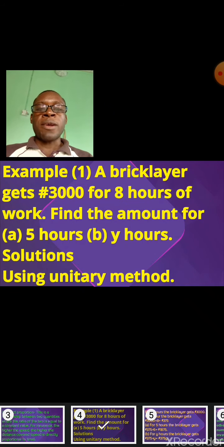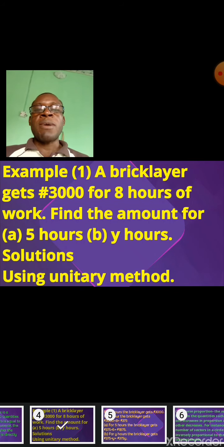Example 1. A bricklayer gets 3,000 naira for 8 hours of work. Find the amount for A. 5 hours, B. Y hours. Solutions using unitary method. When you talk about unitary, you're talking about 1.